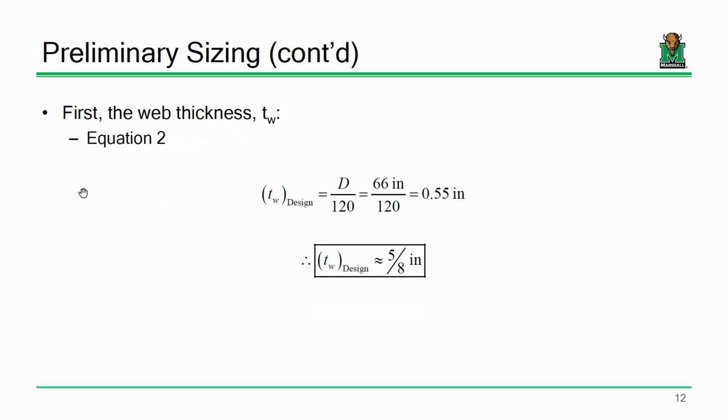As for the web thickness, take the depth, divide it by 120. So you get about 0.55. Typically, you're expressing web thicknesses either in 1/8 inch increments or 1/16 inch increments. Since this is preliminary, I'd probably go with an 1/8 inch increment. So 0.55, round that up to the nearest 1/8, and that's 5/8 of an inch. Is everybody okay with that? All right.